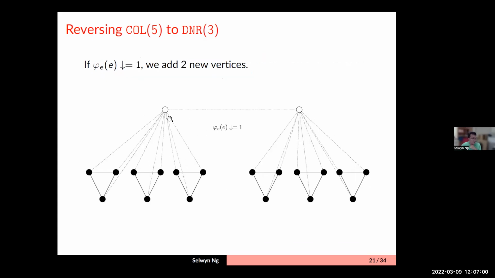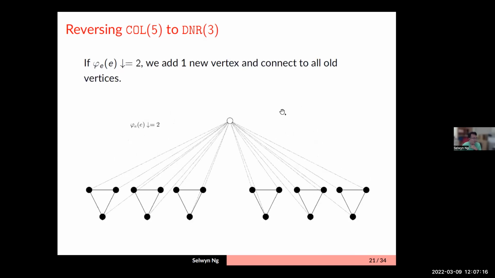If it converges to 1, then we just add 2 new vertices. The one on the left gets connected to everything in the first group, and the one on the right gets connected to everything in the second group, and then we connect the 2 new vertices to each other. That's if the output is 1. If the output is 2, then we introduce only 1 vertex and connect it to everything.